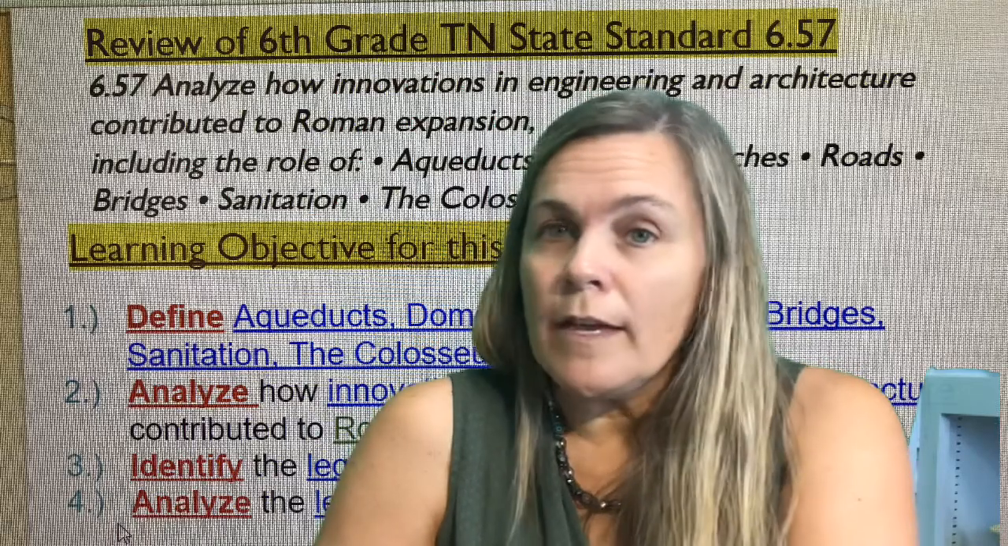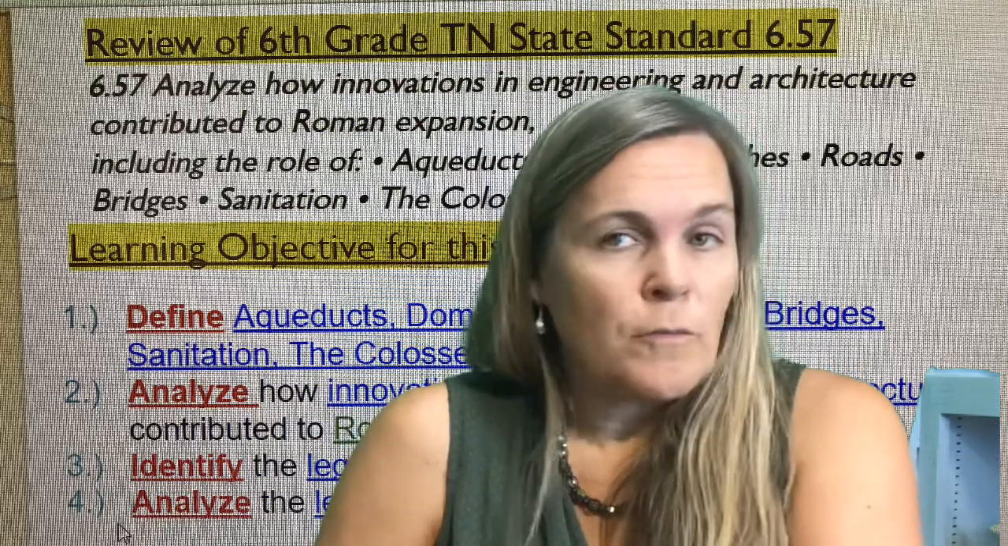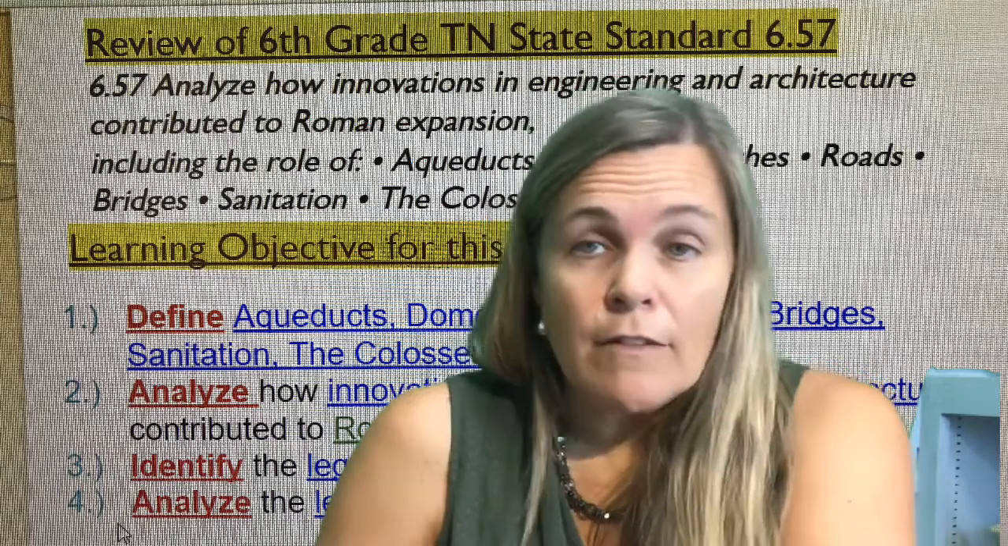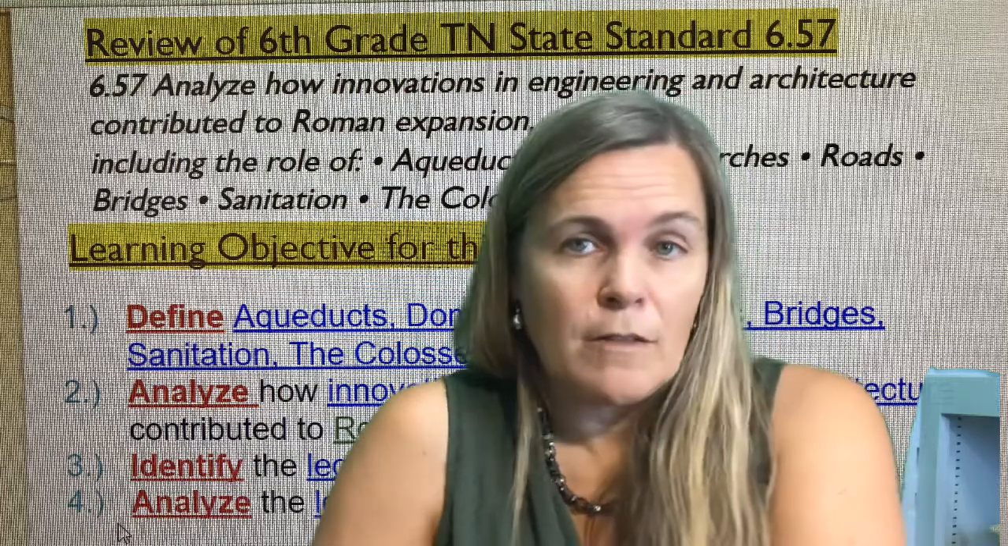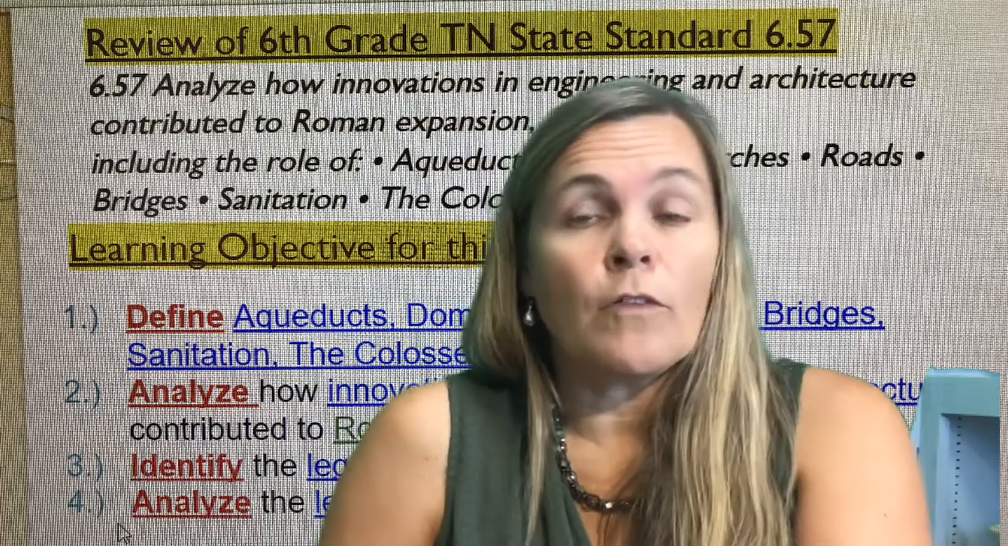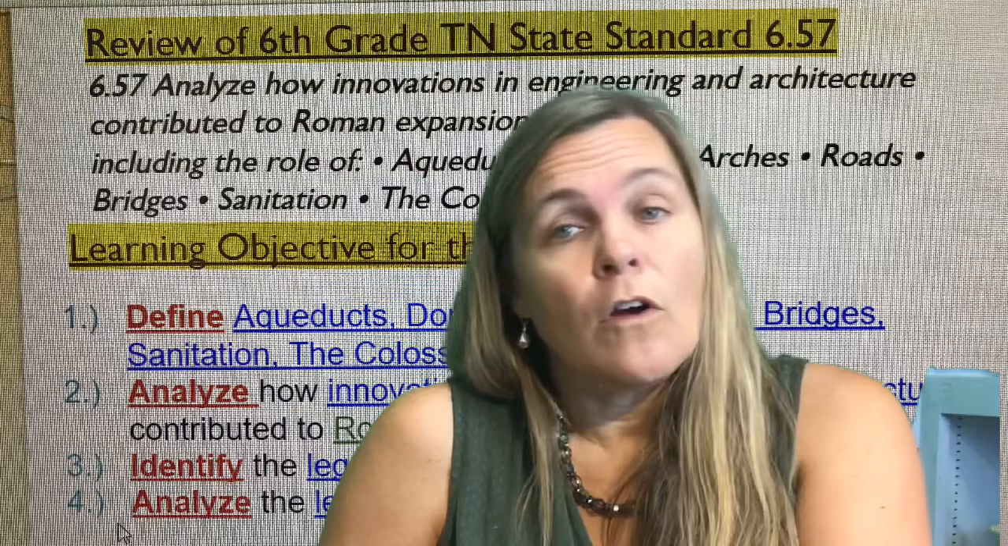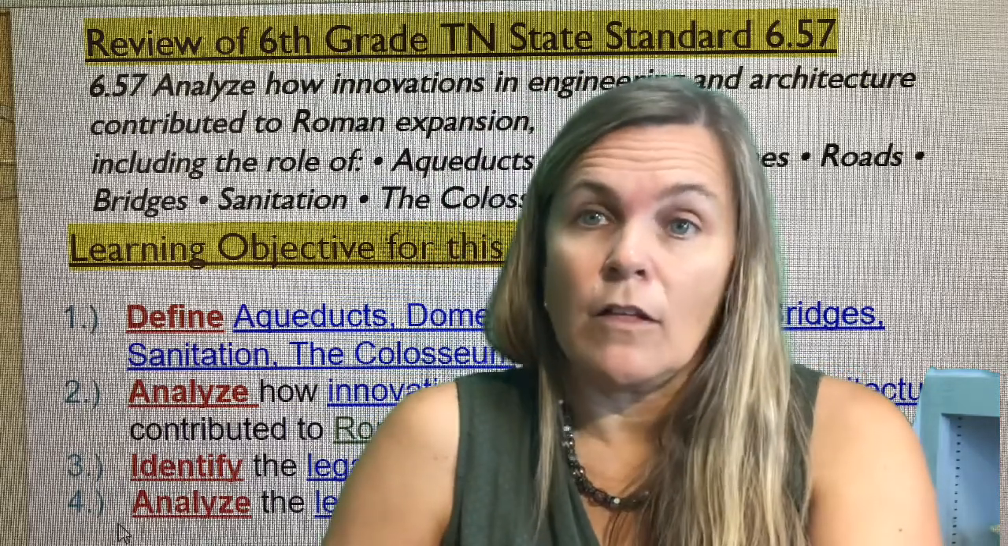Now we're starting with the review standard from 6th grade, 6.57. Analyze how innovations in engineering and architecture contributed to the Roman expansion, including the role of aqueducts, domes, arches, roads, bridges, sanitation, and the Colosseum.